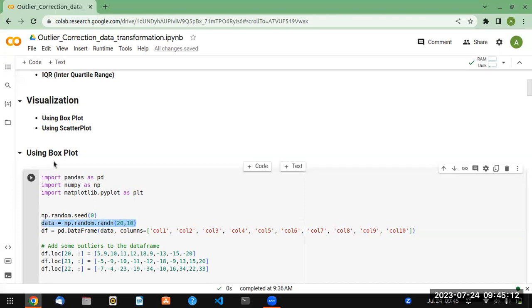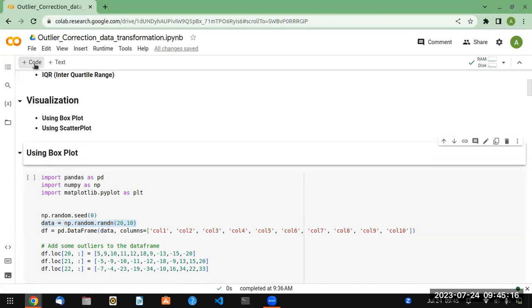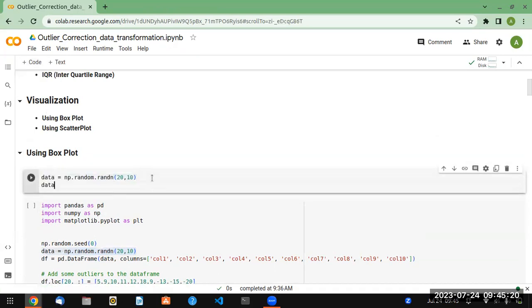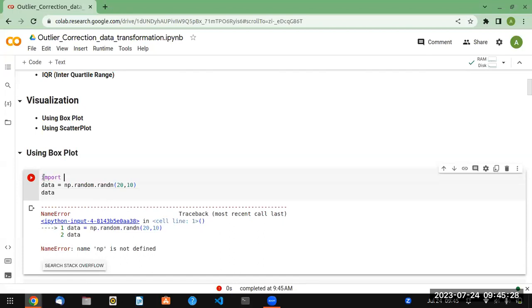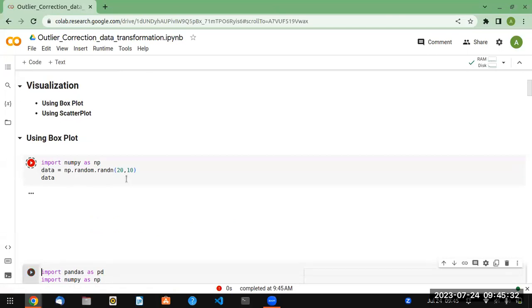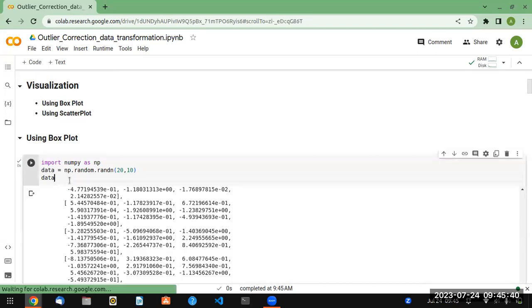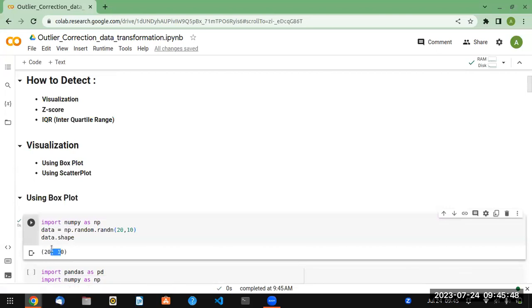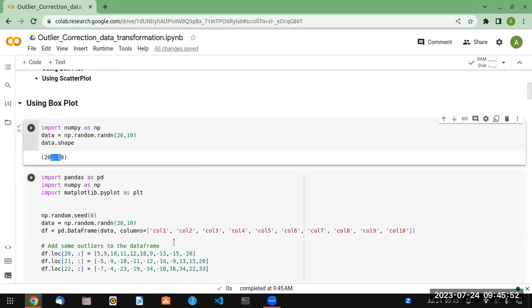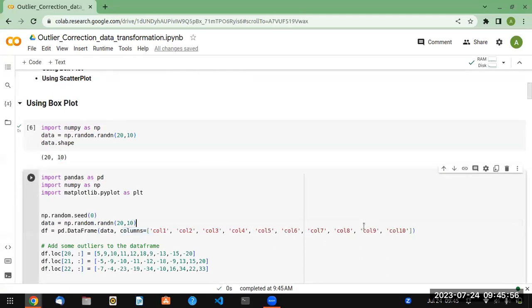20 rows and 10 columns. It's better to show you the code rather than asking. Let's see. How many rows? How many columns? 20 rows, 10 columns. And I am giving the column names as column 1 to column 10. Can you see how I have given this? And creating a data frame. This is making sense to you, right? And here I am adding 3 outliers.